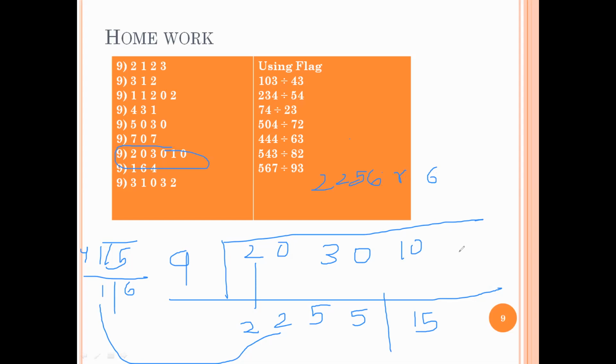I hope you understood the technique. 2 as it is, 2 plus 0 is 2. 2 plus 3 is 5. 5 plus 0 is 5. 5 plus 10 is 15. It's hand waving. Pull down, move next. Pull down, move next. Pull down, move next.